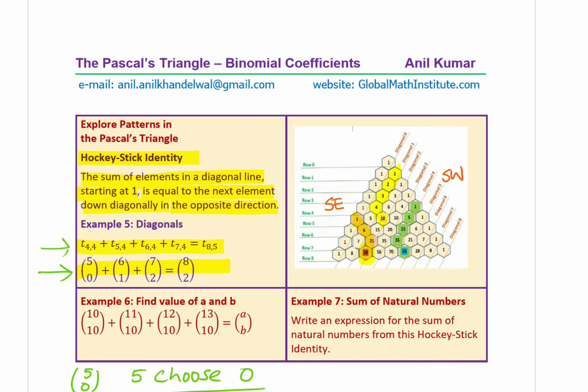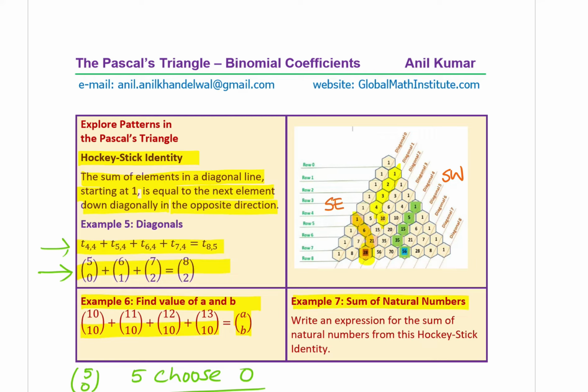So here is an example for you, which is find the value of A and B in this particular expression, which is 10C10 plus 11C10 plus 12C10 plus 13C10. Well, the diagonal is the same while you are moving. So what should be the value of A and B? This is another example from one of the test papers. I'd like you to write down this answer.